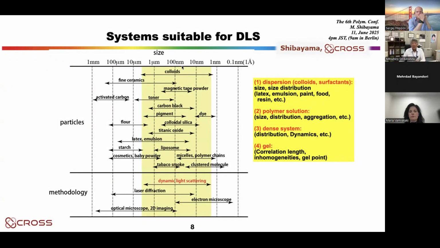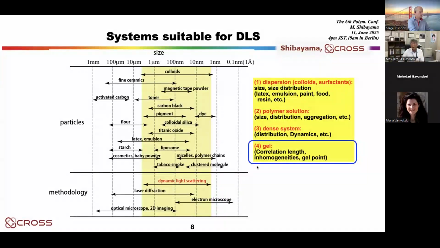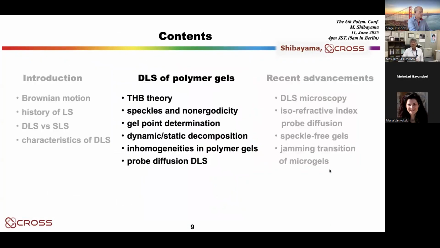There is a wide range of sizes, as I mentioned in the previous slide. And then this is complementary to other techniques like laser diffraction, electron microscope, and optical microscope. Then the systems we observe are dispersions, such as colloids and surfactants, where we can obtain some information about size distribution. And then polymer solutions, we can get size of the polymers and distribution, aggregation, etc. And then the distributions and dynamics of dense systems. In particular, in the case of gels, we can obtain some information about correlation lengths and inhomogeneities and gel points.